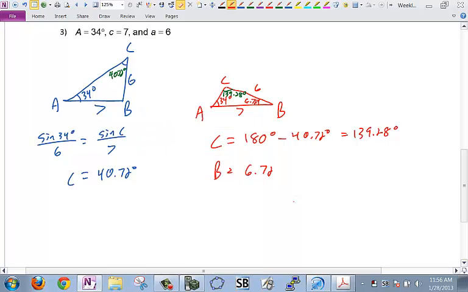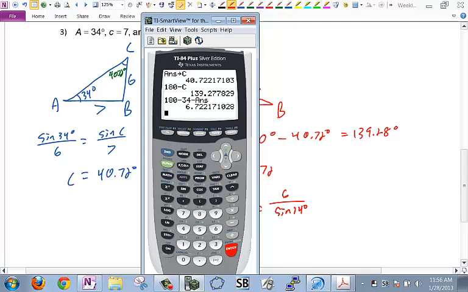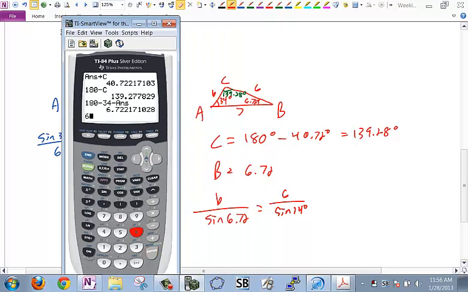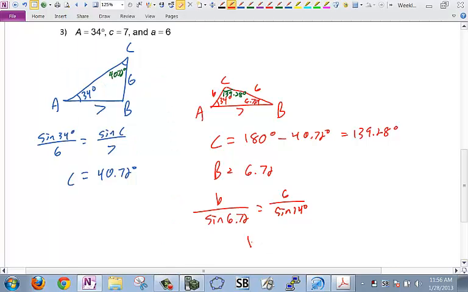Okay, and then I can also use that to find side B, because B over the sine of 6.72 is going to equal 6 over the sine of 34. So in my calculator, I would say 6 sine of this divided by the sine of 34, and I get 1.26.